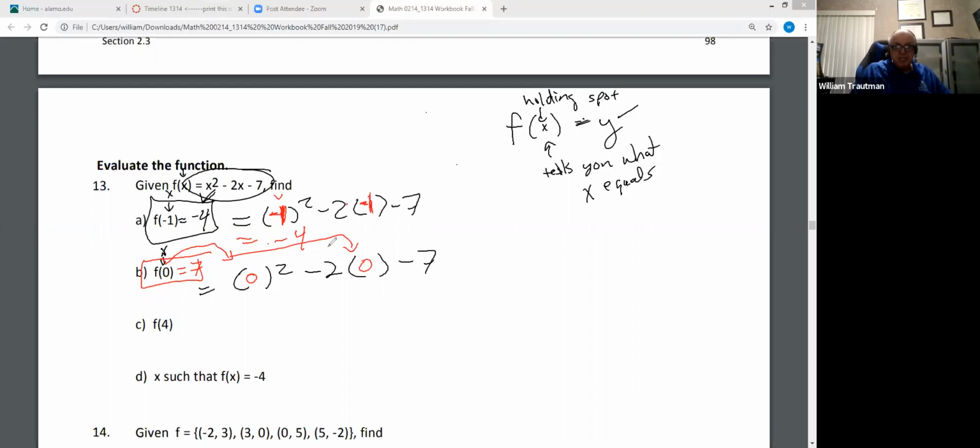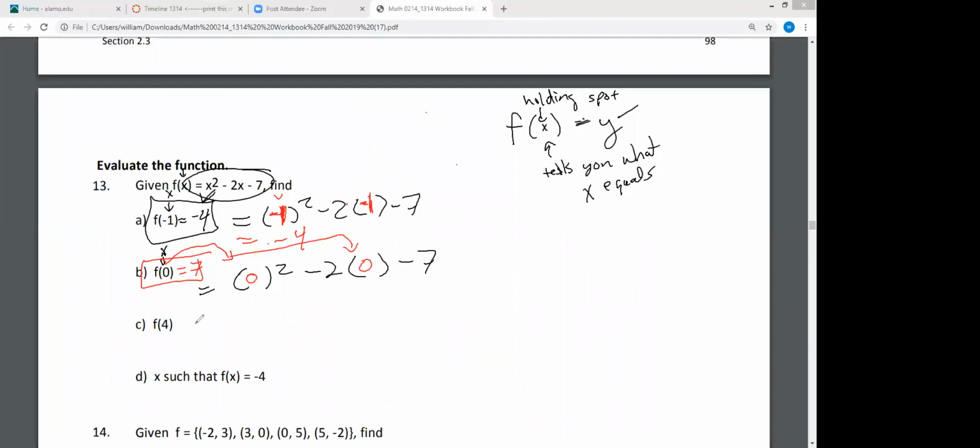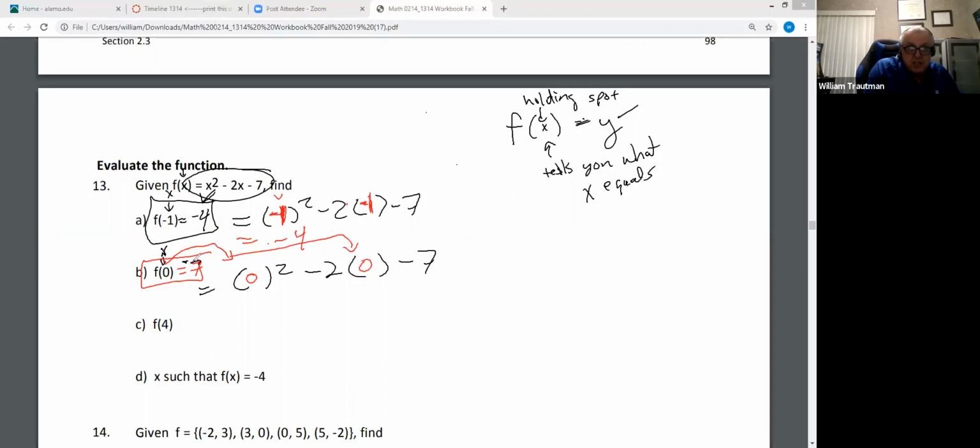So we're plugging that number into all the x values of the function. So it would be -7, right? Yes. Oh, -7. Thank you. There's our answer, -7. So what's the answer for C?